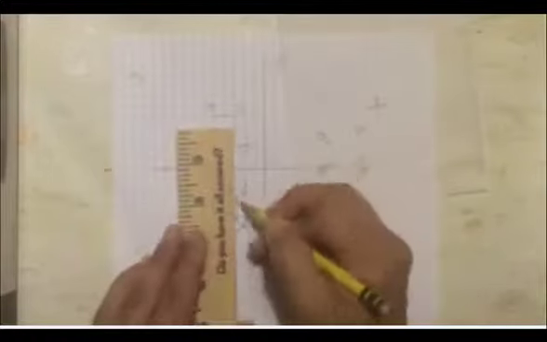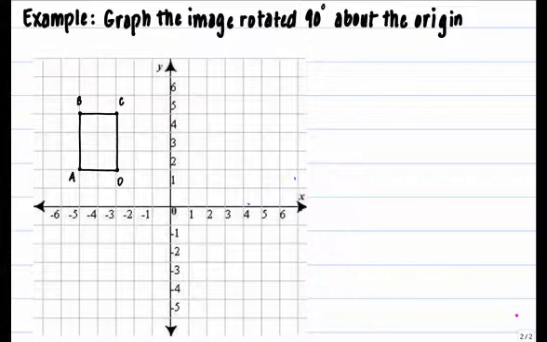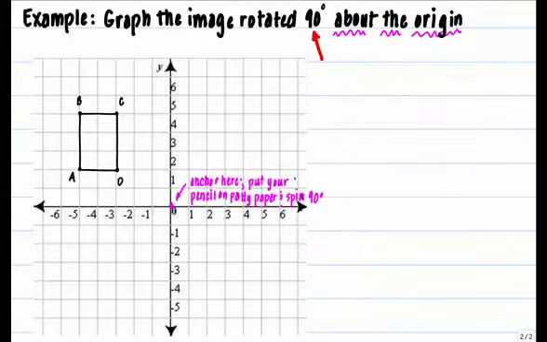So let's do one without using patty paper. It's much more difficult to do this way, but not impossible. Again, we are going to do all of our rotations about the origin, which means the origin is where I'm going to anchor my patty paper. Once again, all rotations will be counterclockwise.